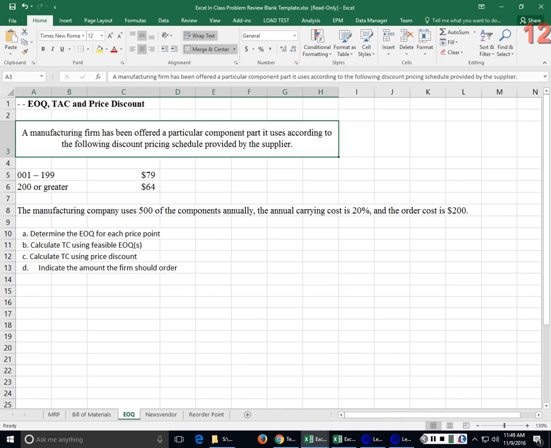Okay. So what we're saying is a manufacturing firm has been offered a particular component part it uses according to the following discount pricing schedule provided by the supplier. So it says if I order from 1 to 199, I can get a price of $79. If I order 200 or greater, I can get a price of $64. Okay, so the manufacturing company uses 500 of the components annually. The annual carrying cost is 20% and the order cost is $200.